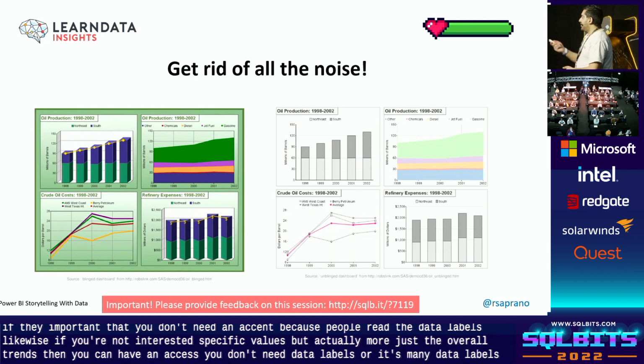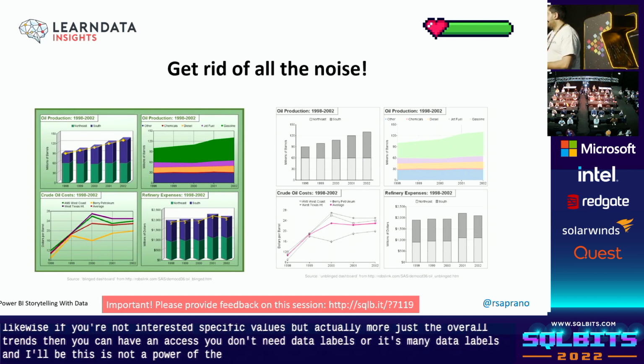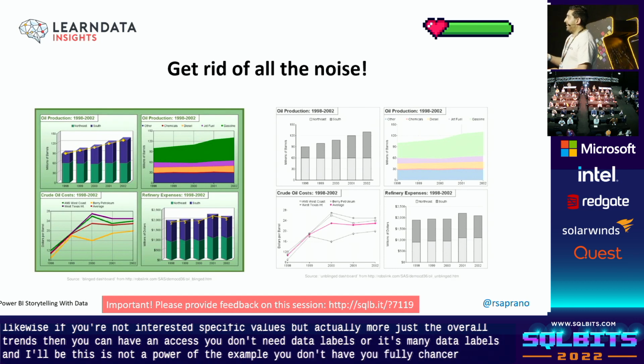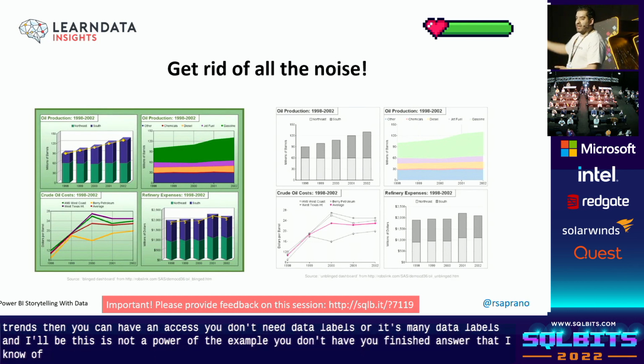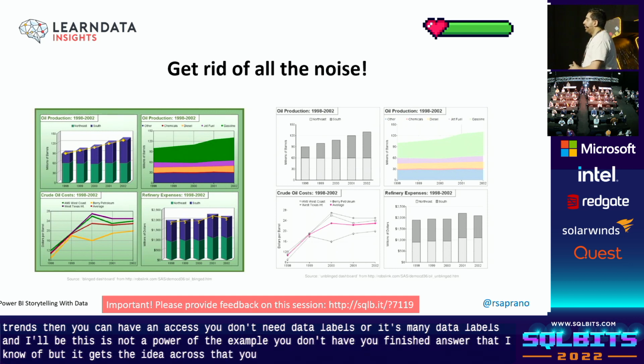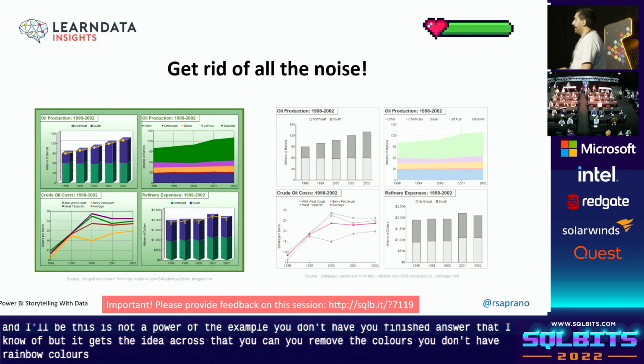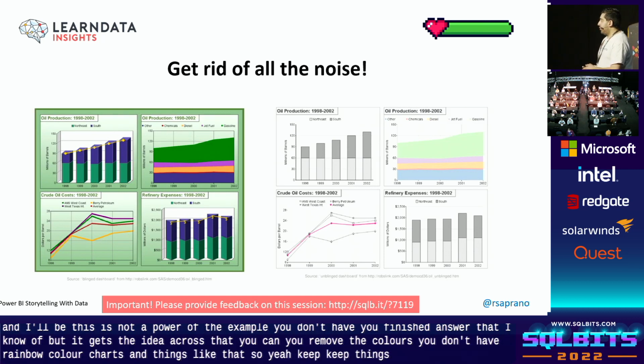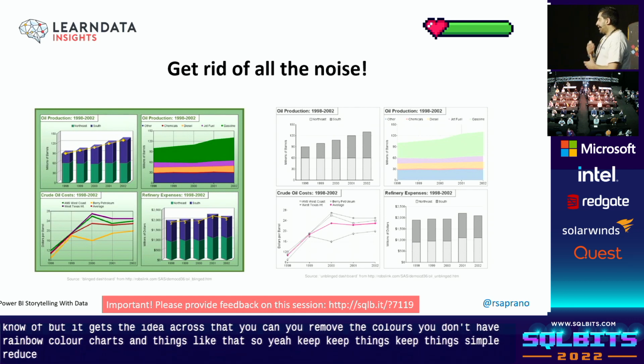And this is obviously not a Power BI example, because you don't have these 3D charts there that I know of, but it gets the idea across. Remove the colors. You don't have rainbow color charts and things like that. So yeah, keep things simple. Reduce color, reduce data labels. Keep things readable.